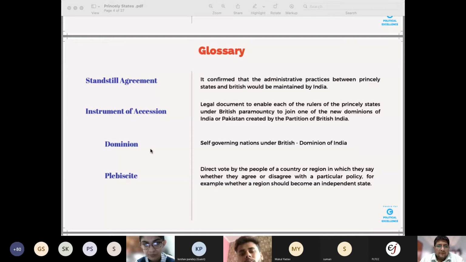So another word that you will hear me using is dominion. Dominion means the self-governing nations which were created under the British. One was the dominion of India and another was the dominion of Pakistan.